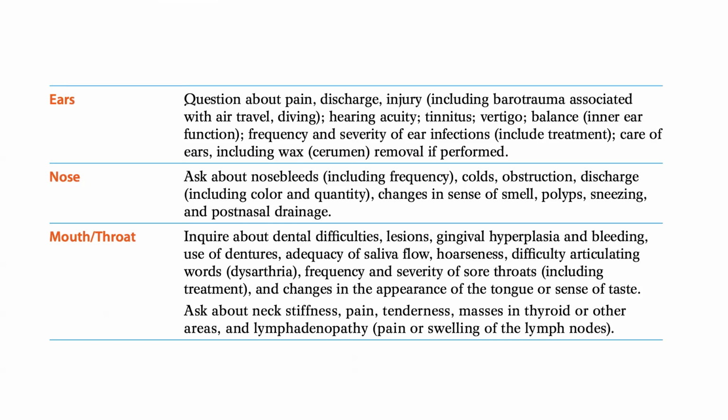Mouth, throat. Inquire about dental difficulties, lesions, gingival hyperplasia and bleeding, use of dentures, adequacy of saliva flow, hoarseness, difficulty articulating words, dysarthria, frequency and severity of sore throats, including treatment, and changes in the appearance of the tongue or sense of taste. Ask about neck stiffness, pain, tenderness, masses in thyroid or other areas, and lymphadenopathy, pain or swelling of the lymph nodes.